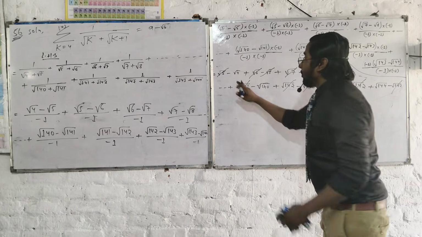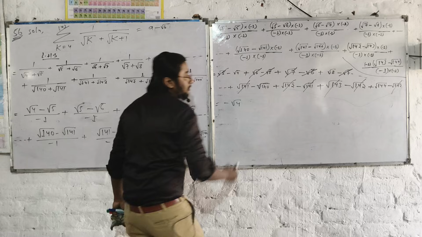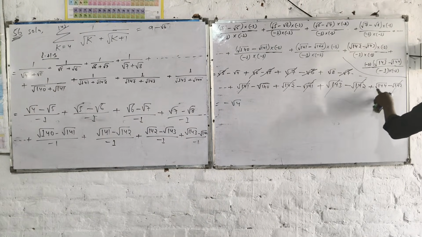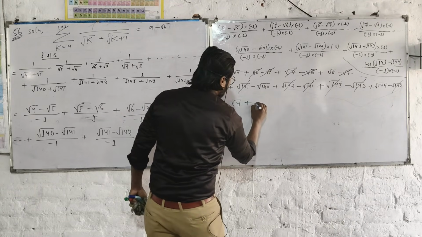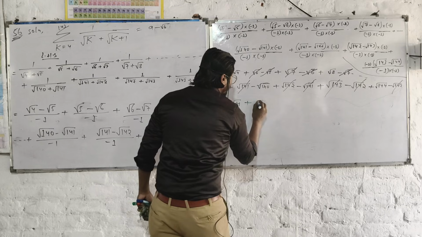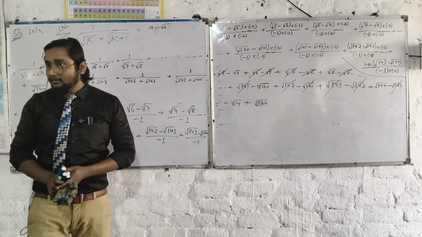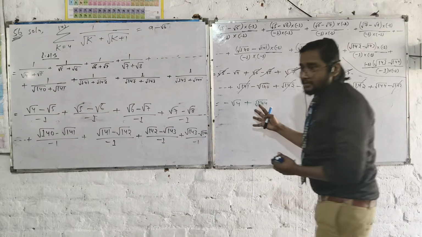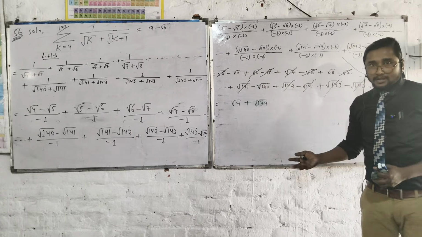So what is left? Left is we have minus root under 4 and plus 144. Right, wrong? Tell me now. Now this is the LHS. What is this? This is the LHS. We have to take the RHS now.